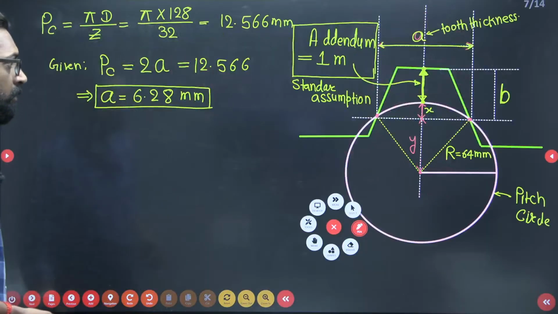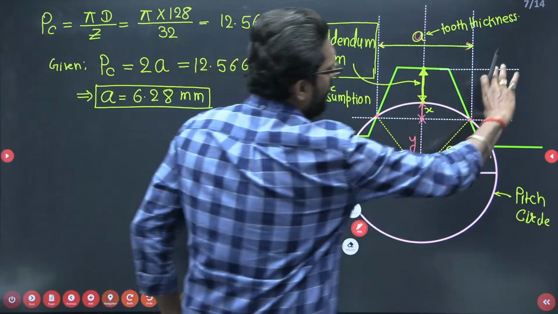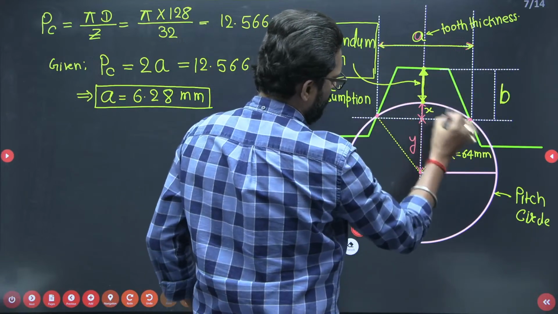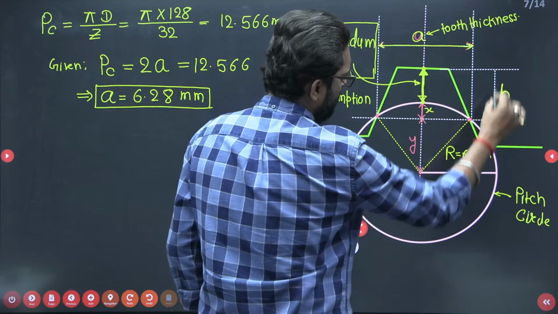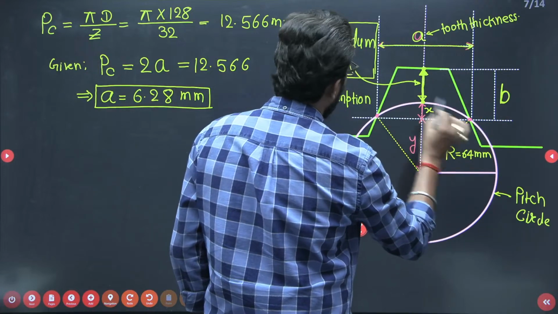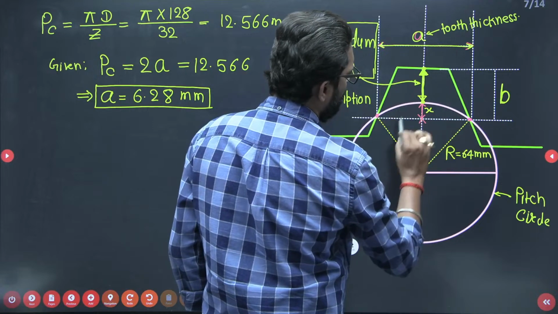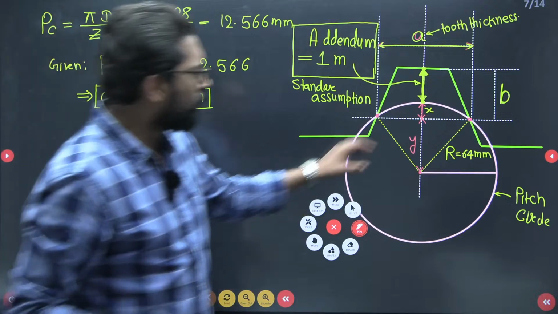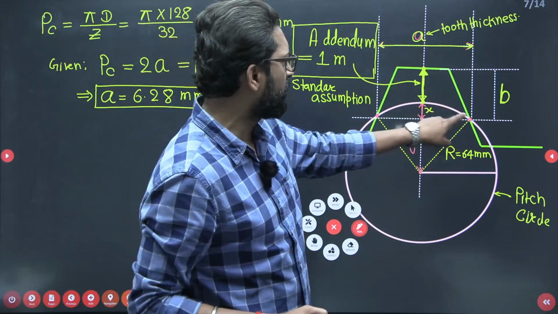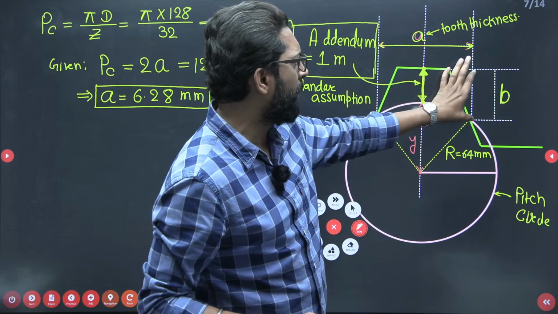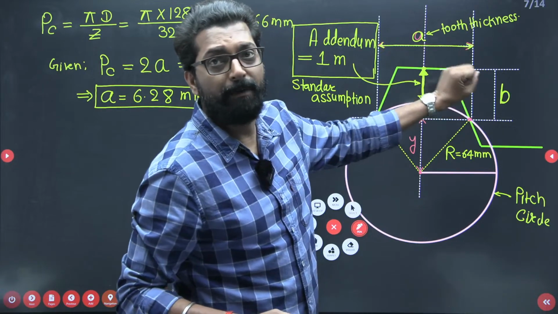So see this one. This is your B. This is not the tooth thickness. B is measured from the pitch circle. So this is your addendum. So we have to measure B from this circle. From here to here, this is your B value. What is the B value then?